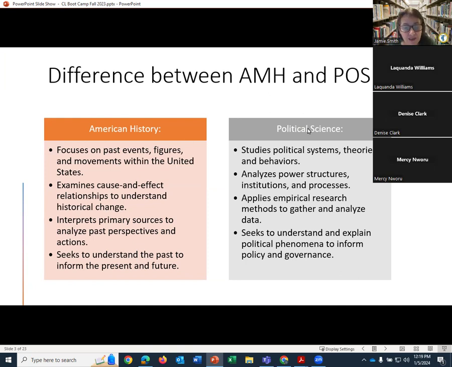Where in political science, you'll see this inform the present and the future. You're looking at the future and seeing how the past brought that up. Why are people saying certain things? So you'll look at political systems as well, theories and behavior, power structures, institutions, processes, and you're going to apply these and analyze, and both groups analyze. And then you're going to seek to understand and explain political phenomena today based on history.